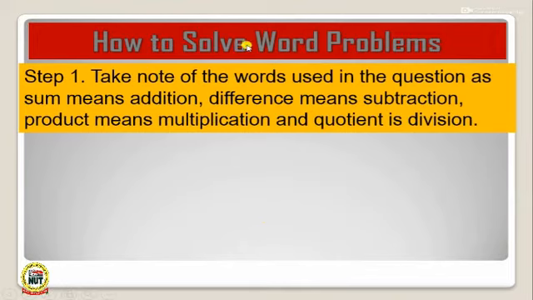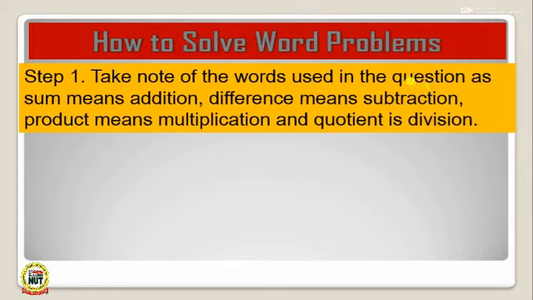Alright, how to solve word problems. There are techniques which you must follow to solve word problems. That means for you to solve word problems, you must follow certain steps, certain techniques. And what are these techniques? Step 1, take note of the words used in the question. Listen, take note of the words used in the question. That is the words or the sentences used in forming the question. You must take note of them.